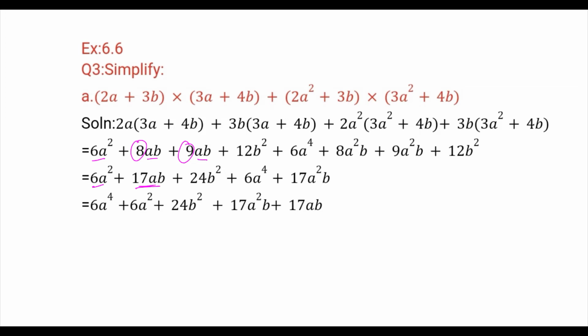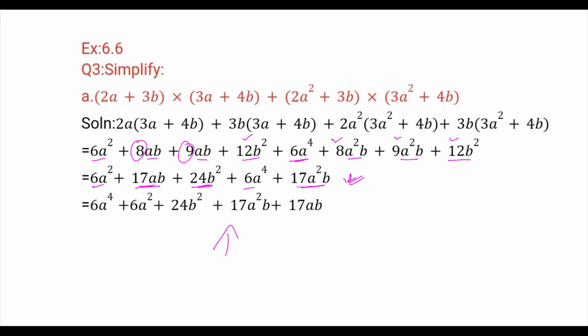Let's go to the next. Again, if you look here, 12b square, both of them are plus, right? Then 12 plus 12, we're going to get 24b square. And then now if you look here, this has no like term, so just leave it here. And if you look here again, a square b, both are plus, so I can add the numbers, right? 8 plus 9, so we'll have 17a square b. So you can stop your answer here, right?